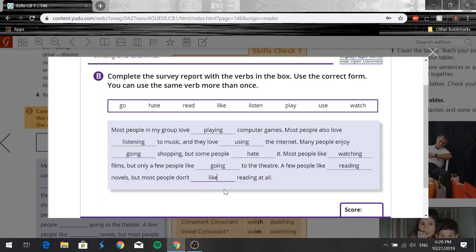So we have most people in my group love playing computer games. Most people also love listening to music, and they love using the internet. Many people enjoy going shopping, but some people hate it. Most people like watching films, but only a few people like going to the theater. A few people like reading novels, but most people don't like reading at all. Alright? So that was exercise B, you guys.